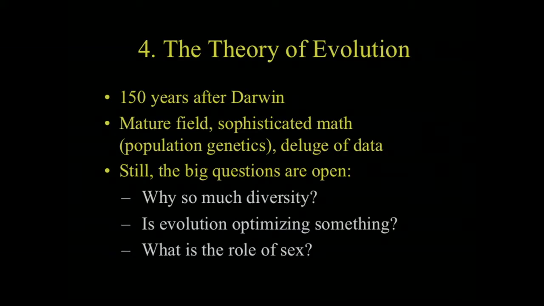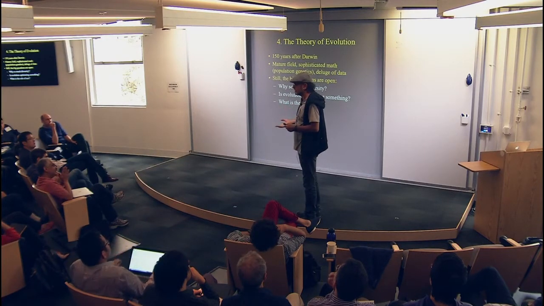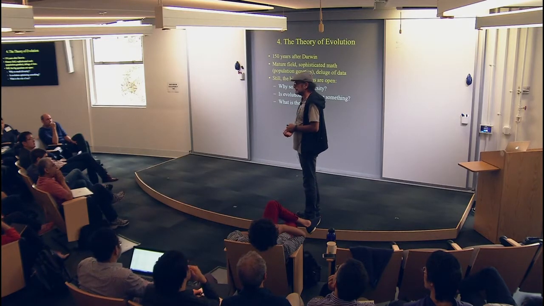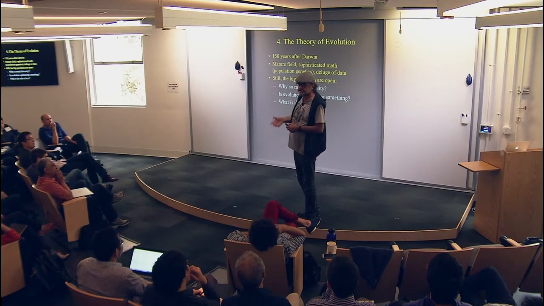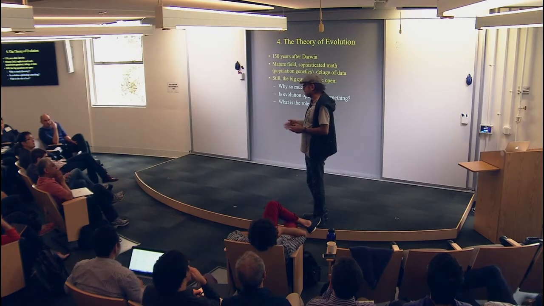And what is the role of sex? By sex I mean recombination, and it's a mystery. There are many arguments for recombination, and I'm sure you have heard many, and you think that the matter is settled, but it's not. The consensus in the field of evolution is that none of the theories is potent enough and general enough to explain the ubiquity of exchanging genes.